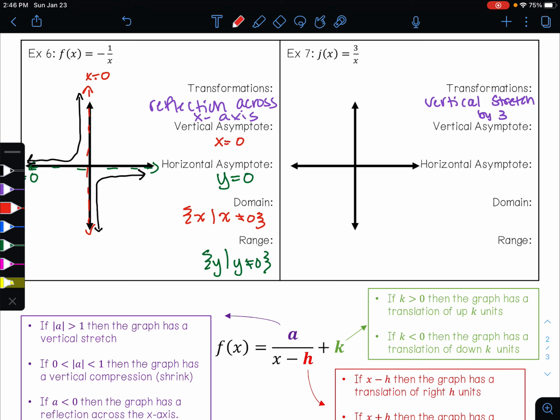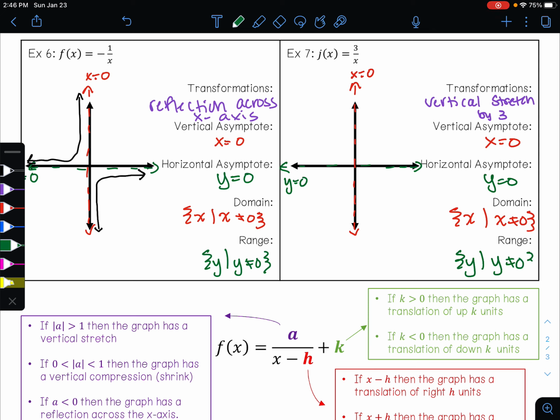That has no effect on our asymptotes. Our vertical asymptote is still x equals 0, which means our domain is all values of x such that x cannot be 0. Our horizontal asymptote is still y equals 0, meaning that our range is all values of y such that y cannot be 0. We're back in quadrants 1 and 3, but now the space in between where our asymptotes are is larger. So this space right here is bigger, between the curve and the asymptotes.